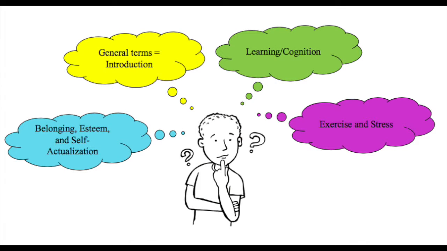I've finished highlighting the bullet notes. I've color-coded the notes into 3 categories. The yellow notes contain general information about mountain unicycles. They would probably fit well in an introduction. The green notes all remind me of learning and thinking, so I'm going to name my first topic Learning/Cognition. The blue notes remind me of parts of Maslow's hierarchy of human needs, so I'm going to name my second topic Maslow and Unicycles, Belonging, Esteem, and Self-Actualization. The purple notes remind me of stress, so I'm going to name my third topic Exercise and Stress.